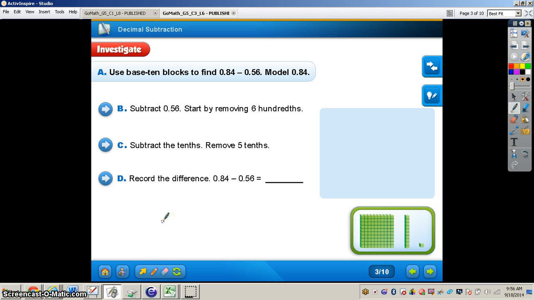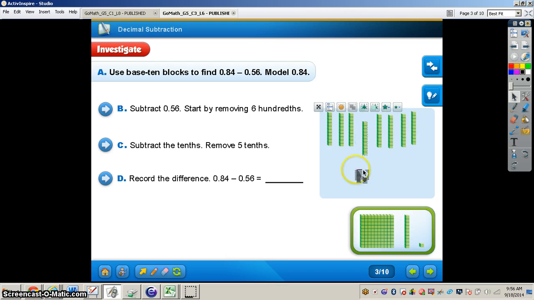Okay, we are going to take a look at the investigate problem on page 125. It says letter A, use base 10 blocks to find 84 hundredths minus 56 hundredths. Now the first thing we need to do is figure out what 84 hundredths is. So what we need are 8 of these. 1, 2, 3, 4, 5, 6, 7, and 8.